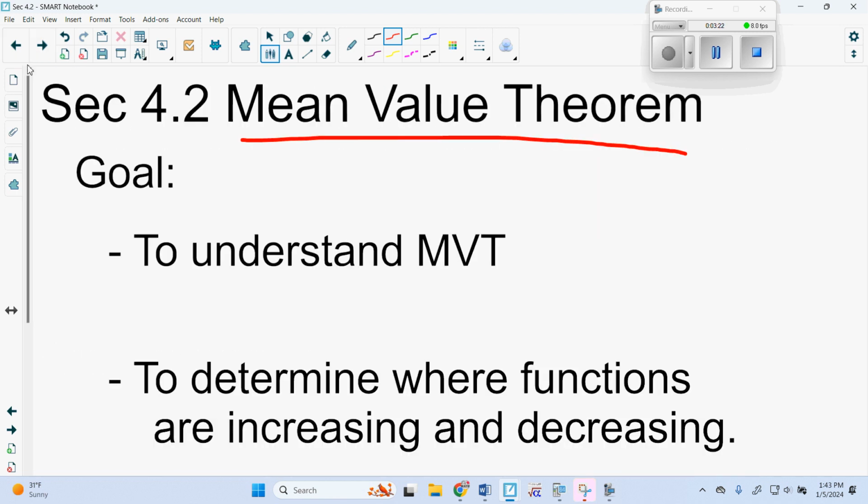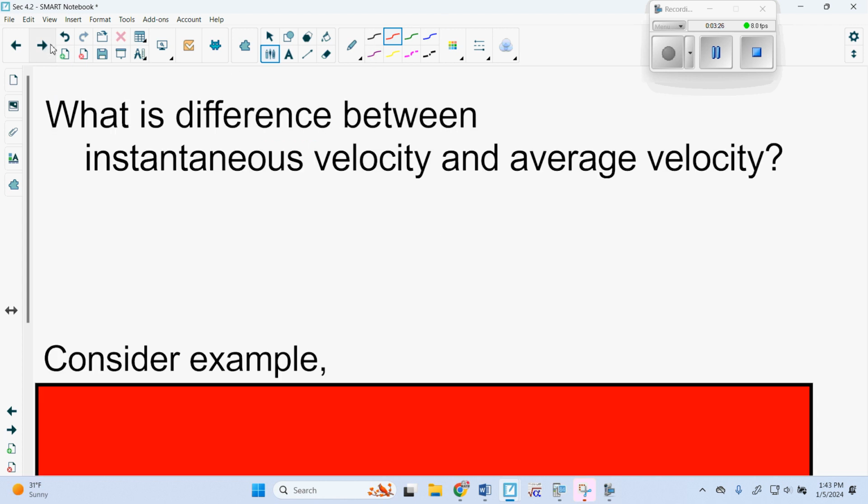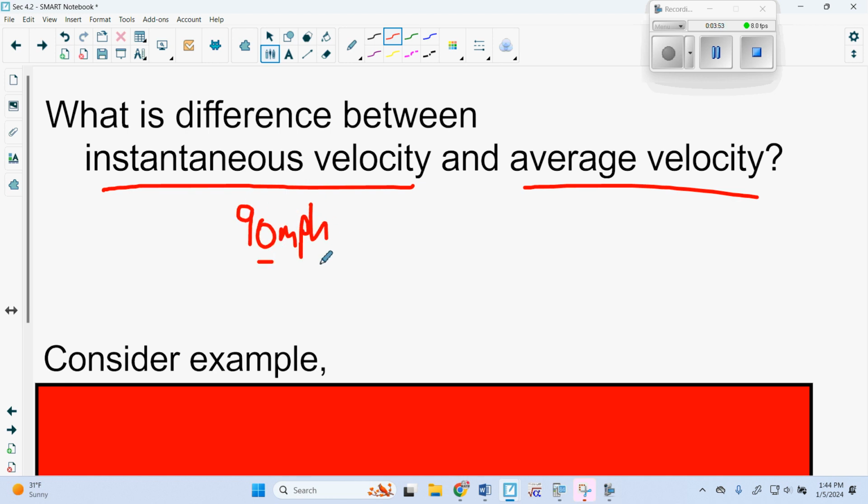Now, let's talk about the mean value theorem today then. So, to get us started, I want you to consider this. What is the difference between the instantaneous velocity and the average velocity? So if you were driving from Smithville to Worcester, and the cop pulled you over by the barn and said, well, you were going 90 miles per hour on 585.